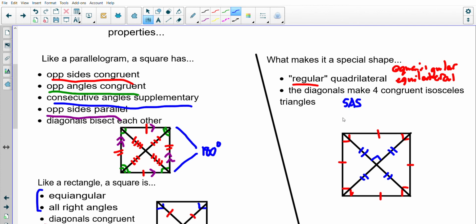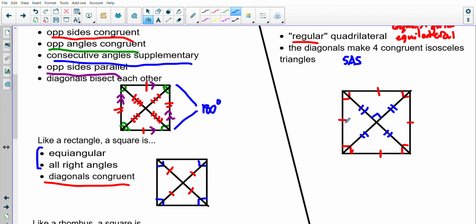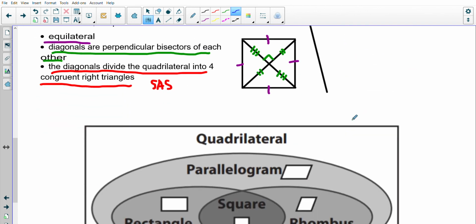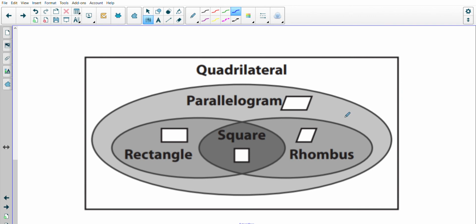So again, the square has all of these properties: that of a parallelogram, all the properties of a rhombus, and all the properties of a rectangle, and it has some additional things. This is actually pretty good. I don't think this is printed in your notes, at least not the ones that I have. But this is a pretty good Venn diagram that shows all of these properties. The square is on the very inside of the quadrilateral, which means it has all the properties of all of these things, and some additional ones.